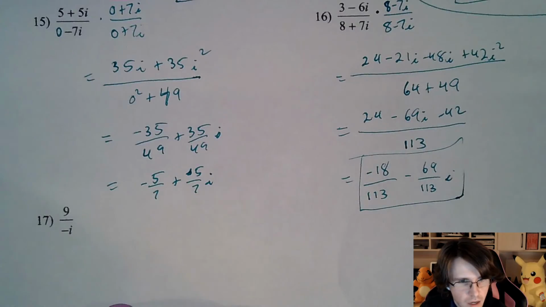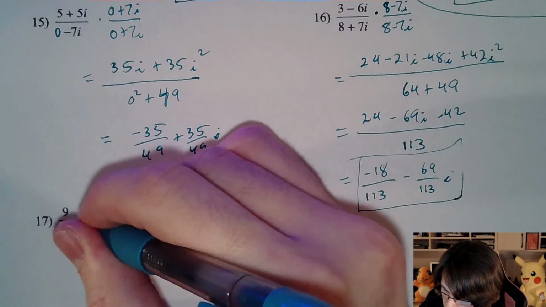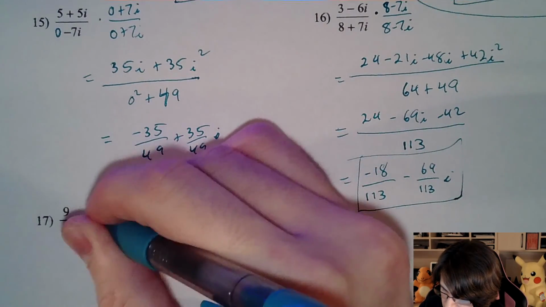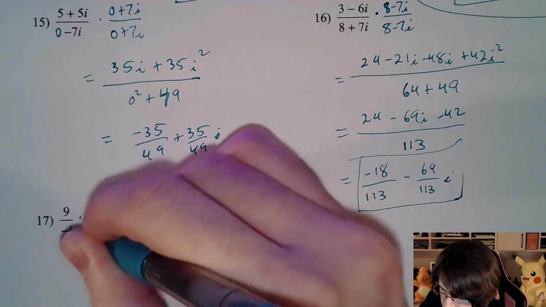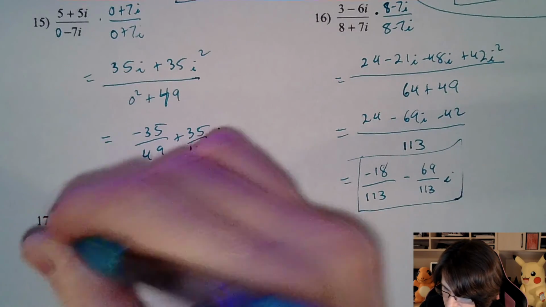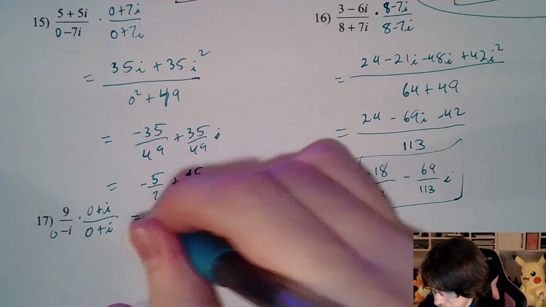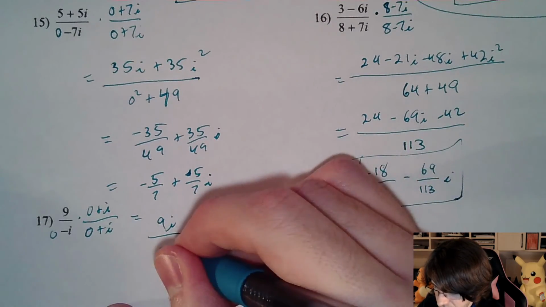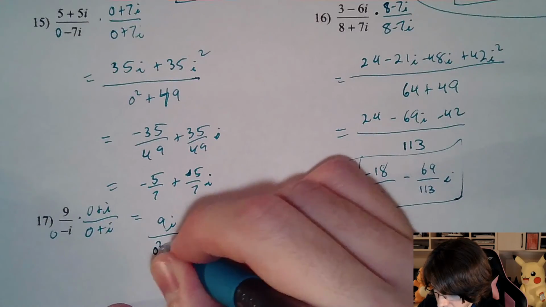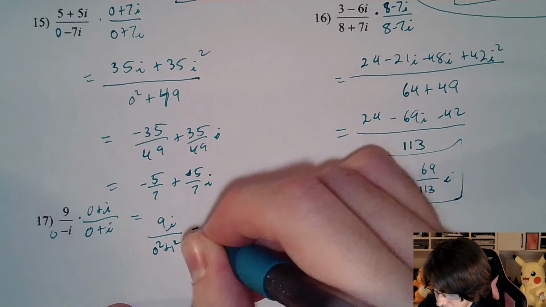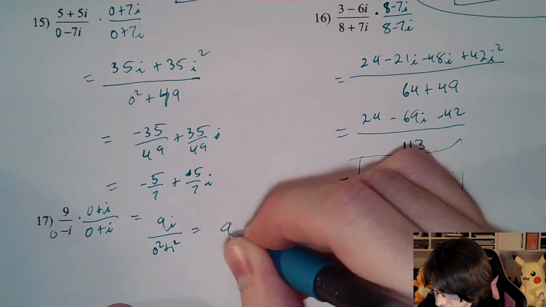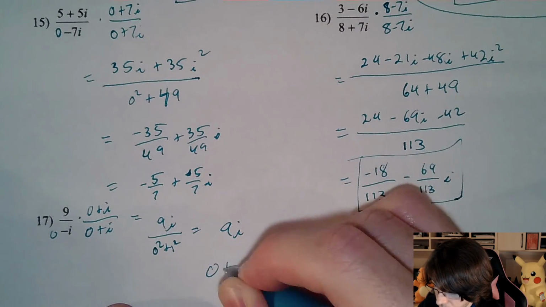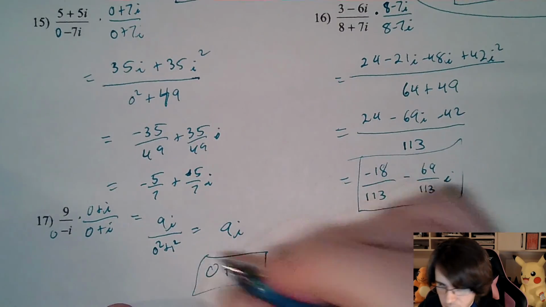Nice. To finish it all off, we're going to multiply by that conjugate. That's going to be 0 plus i over 0 plus i, because there's that invisible 0 in front. So that's going to be 9i divided by, in this case, 0 squared plus 1 squared. And that's just going to be 9i by itself. Don't forget, we want an a plus bi format, so 0 plus 9i.